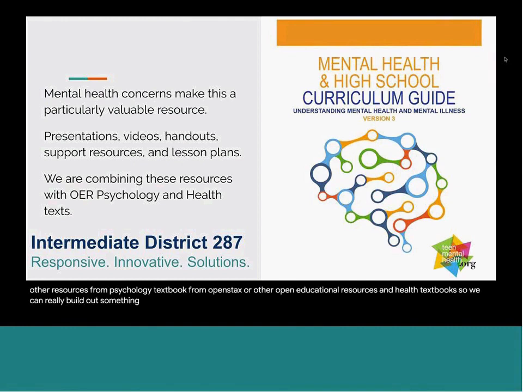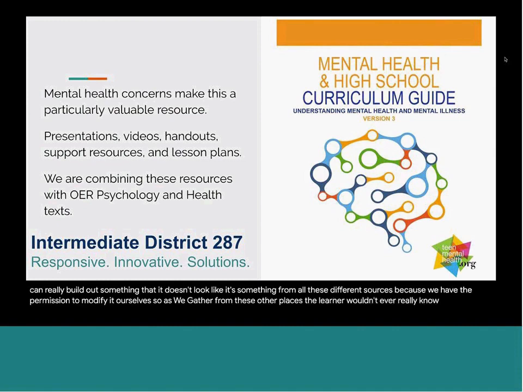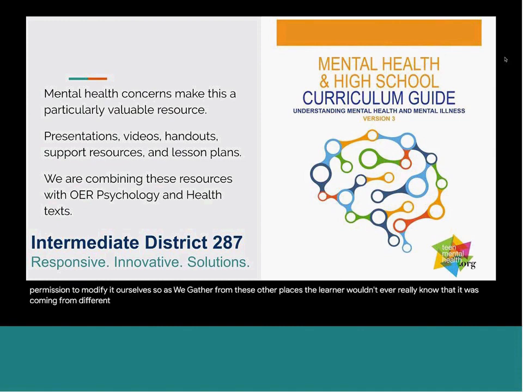So we can really build out something that doesn't look like it's something from all these different sources because we have the permission to modify it ourselves. So as we gather from these other places, the learner wouldn't ever really know that it was coming from different sources. They would see it as a Northern Star Online project or course, for instance.